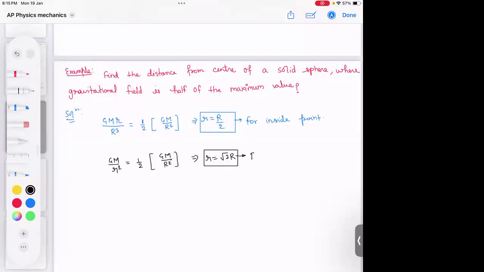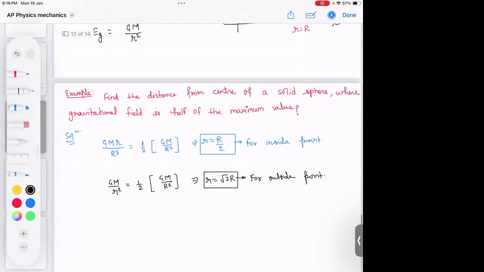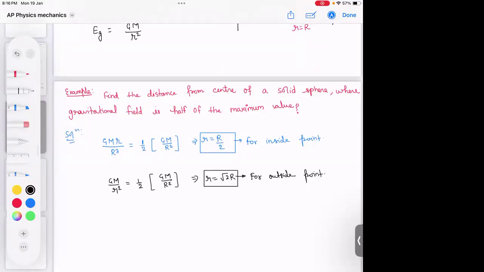So from the center, root 2r distance away from the center, again what will happen? The field is going to be half of maximum. So this is for what kind of point? For outside point. Understood? So these are the 2 points they ask in the question where the field is going to be half of the maximum. Or you can also say that these are the 2 points where the field is equal. Understood?